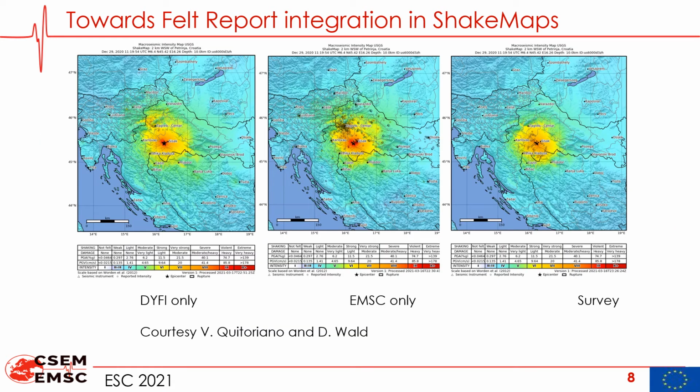Then these felt reports do have information about the shaking level, and the USGS, Vince Quitoriano and Dave Wald, have been working now to ingest automatically our felt reports. So this is for the Petrinja earthquake. This is with Did You Feel It only, the EMSC only, and the one for field survey. So basically, it is in progress and it will be available to all.